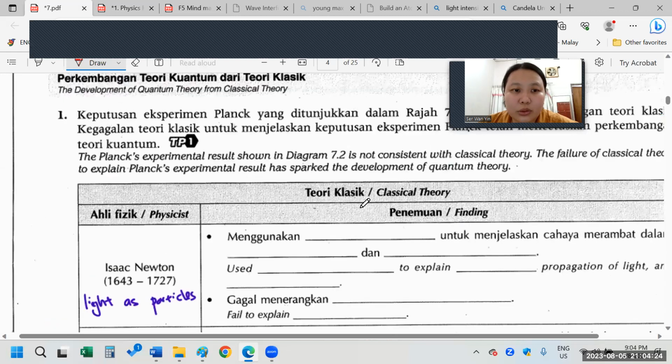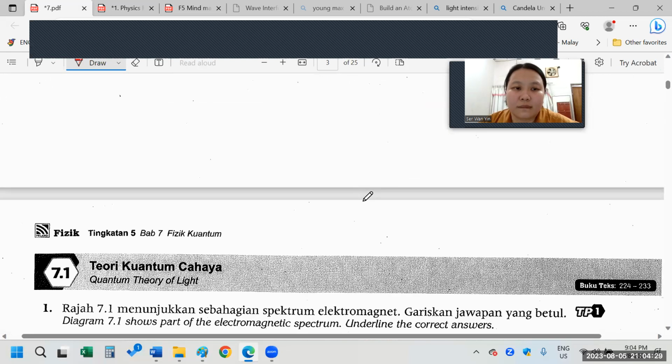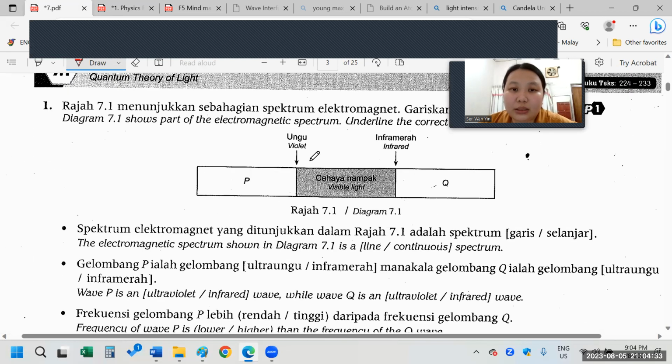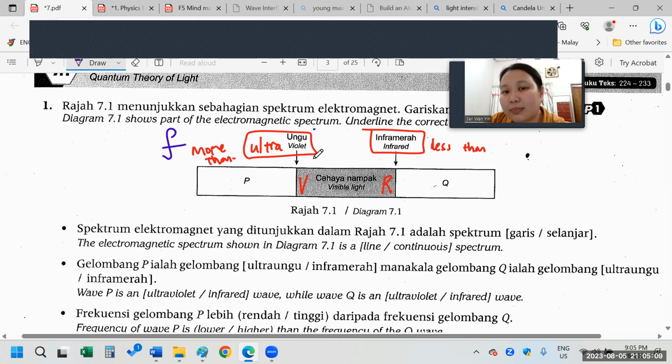Okay, so the black body, your body. Now here this is visible light, this is violet, this is red. So this is ultraviolet, this is infrared. Something is wrong here, please correct it. Ultra means more than, infra means less than, in terms of frequency. Ultraviolet means the frequency of this wave is more than violet. Infra means the frequency of this EM wave is less than the red light.